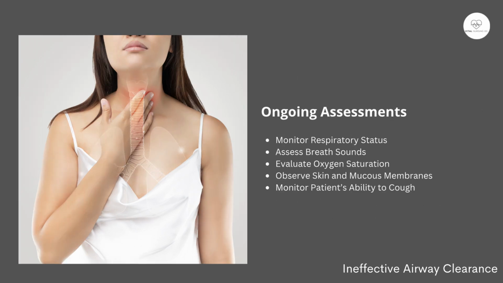Ongoing assessments. Let's break this down into 5 key nursing actions for ongoing assessment and their rationales. Monitor respiratory status. Assess rate, rhythm, depth, and effort of respirations regularly. This detects changes in respiratory status early, allowing timely intervention. Assess breath sounds. Perform auscultation every 2 to 4 hours or as needed. This helps identify areas of consolidation, fluid accumulation, or airway obstruction. Evaluate oxygen saturation. Continuously or intermittently monitor O2 saturation levels. This ensures the patient maintains adequate oxygenation.